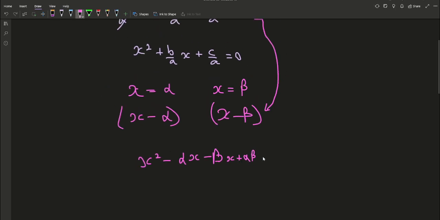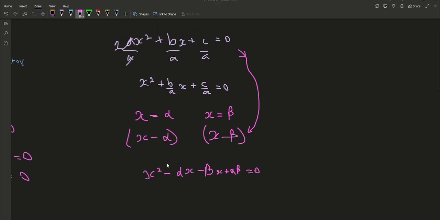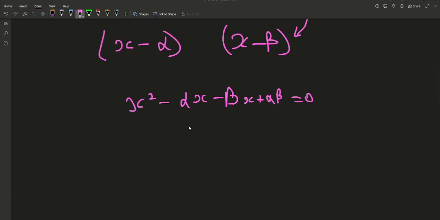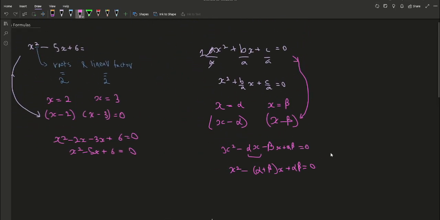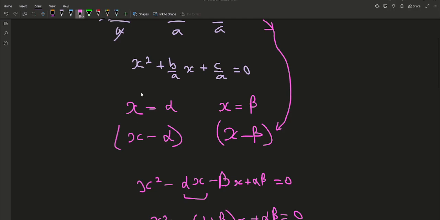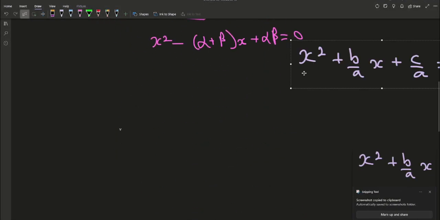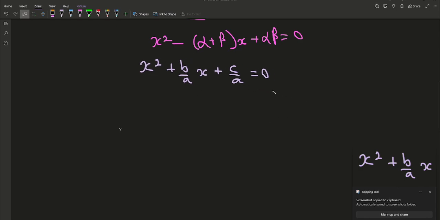So equals 0. So now let's take x common here. So x squared minus (alpha plus beta) times x plus alpha beta equals 0. So now let's compare it with this equation.